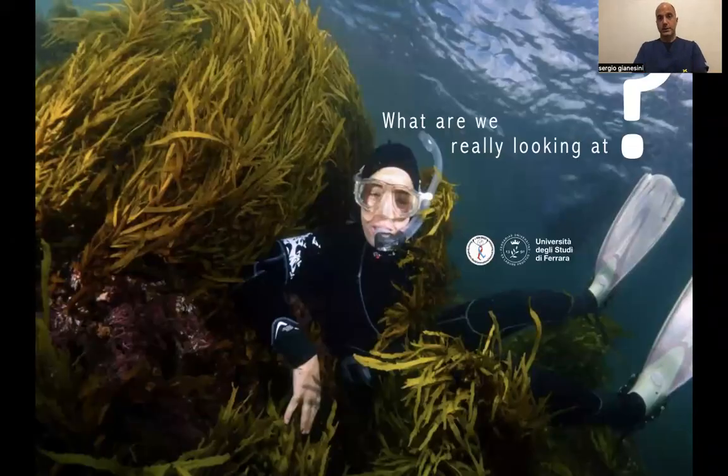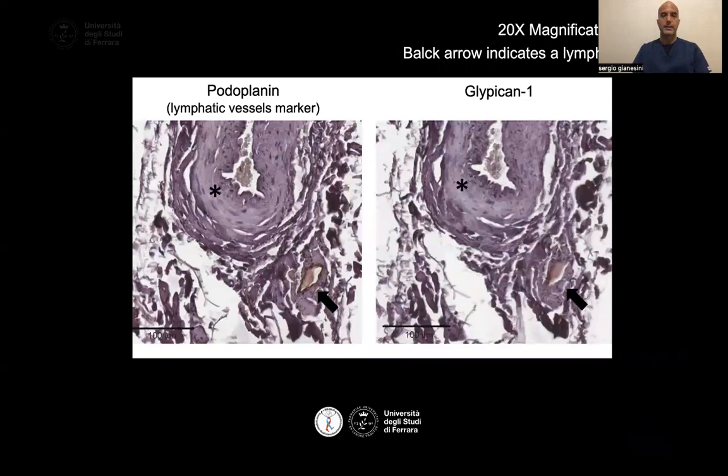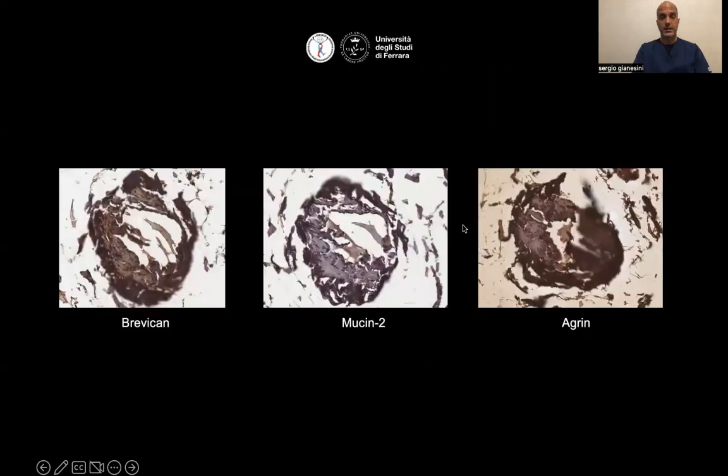But you could surely say to me that, Sergio, you're just showing us a picture. What are we really looking at? How can we know that it is the Glycocalyx indeed? And that's why we did immunohistochemistry, running some podoplanin staining to make sure that we have the lymphatics that you can see over here and here the vein, and also glypican staining that is confirming, with the glypican that is indeed a component of the Glycocalyx, the presence of Glycocalyx-like structures.